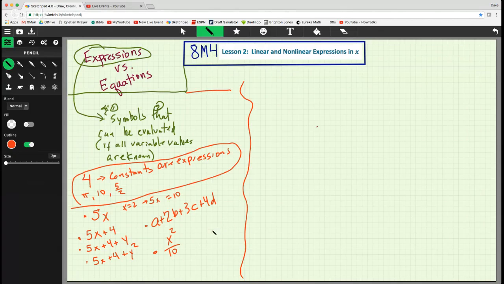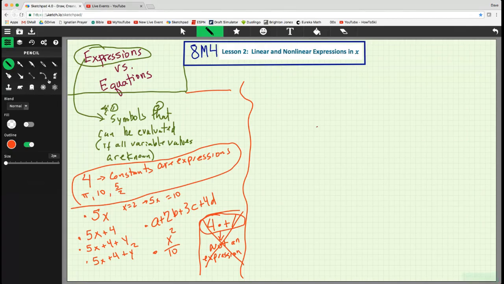What is not an expression? How about 4 times plus divided by? Is this an expression? It's a set of symbols, but this is not an expression because it can't be evaluated. It doesn't make sense. 4 times plus divide, this is not an expression because it doesn't make sense.